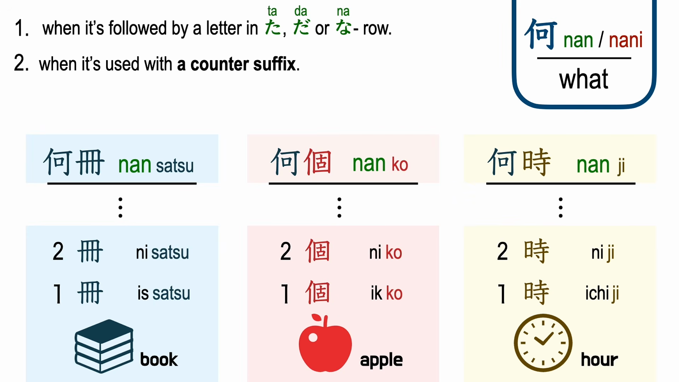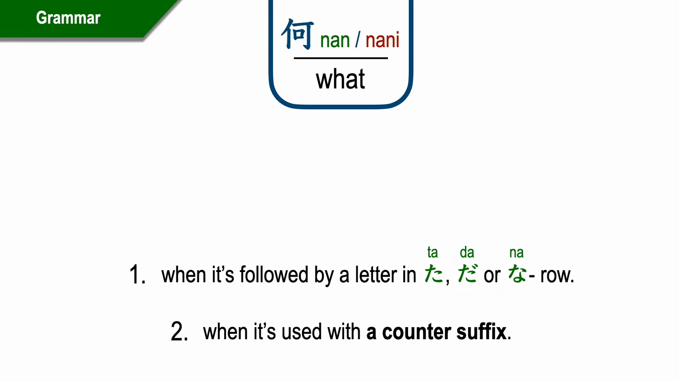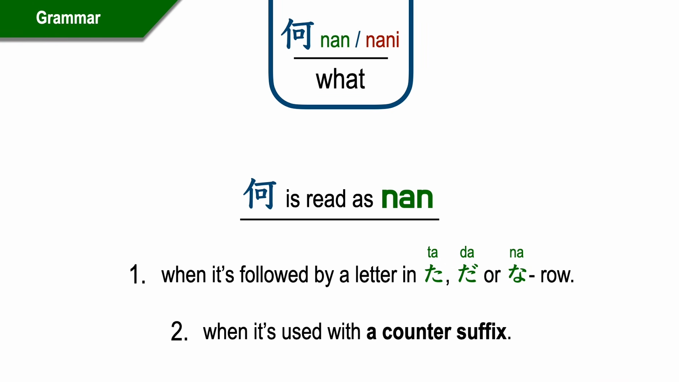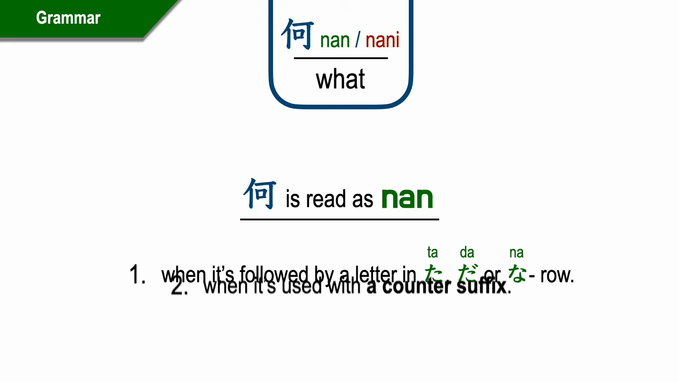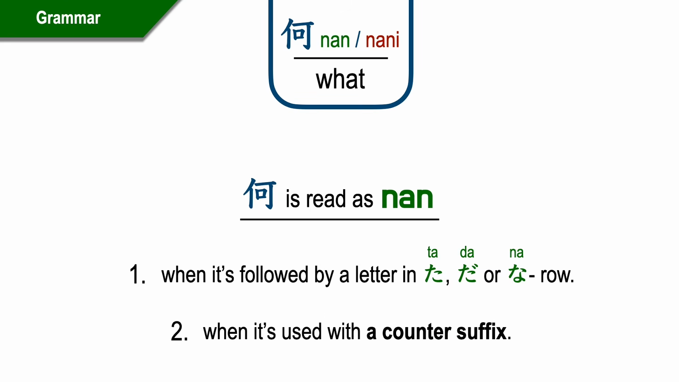How many books? Nansatsu. How many apples? Nanko. What time? Nanji. So again, it is read as nan when it's followed by a letter in ta, da, or na row, or when it's used with the counter suffix.